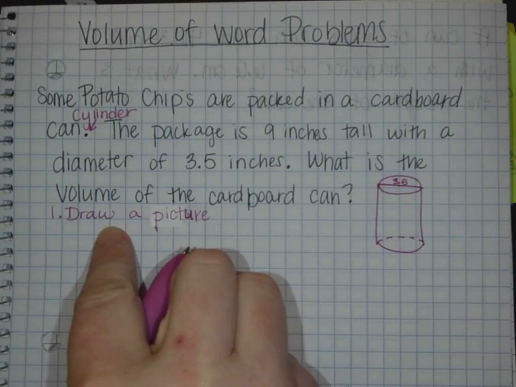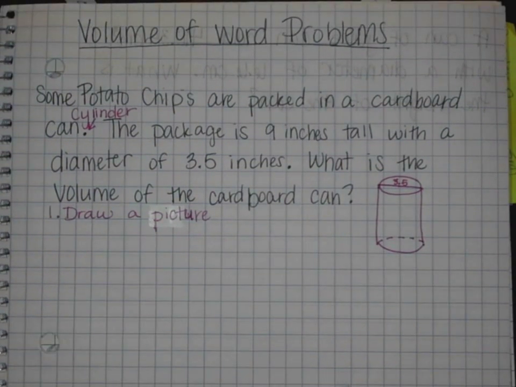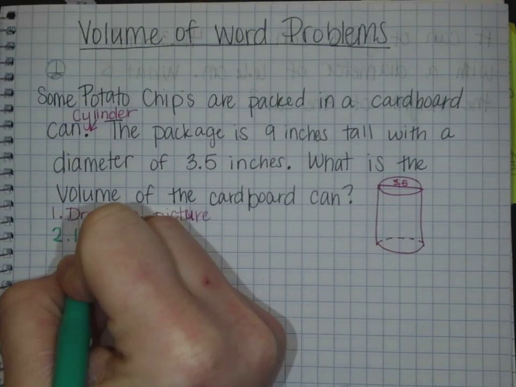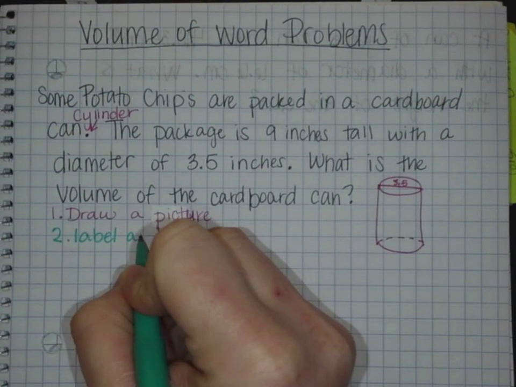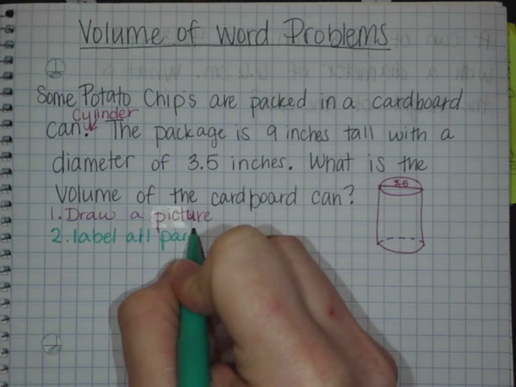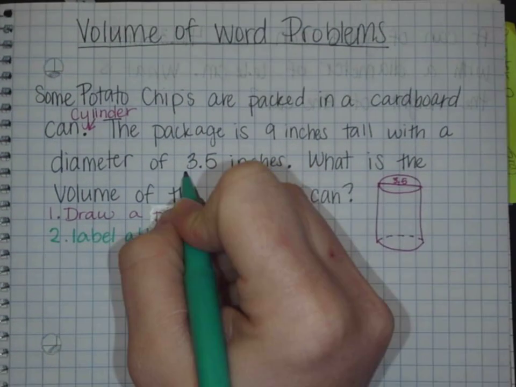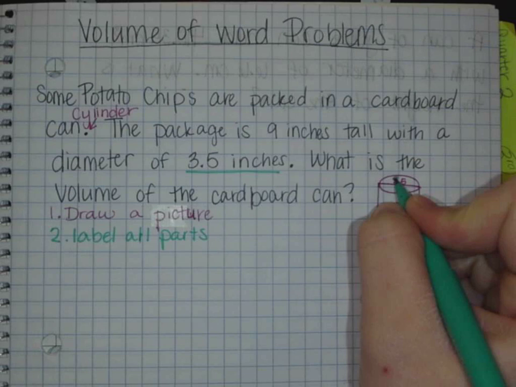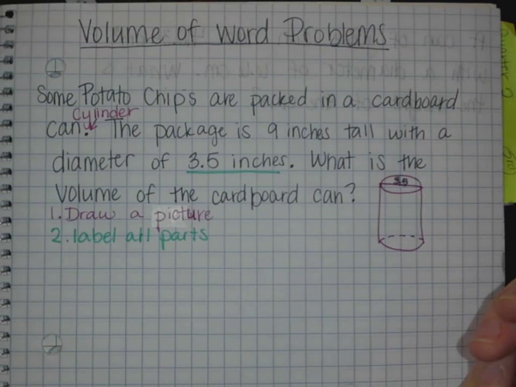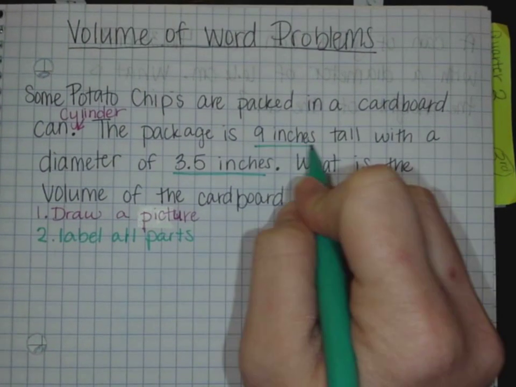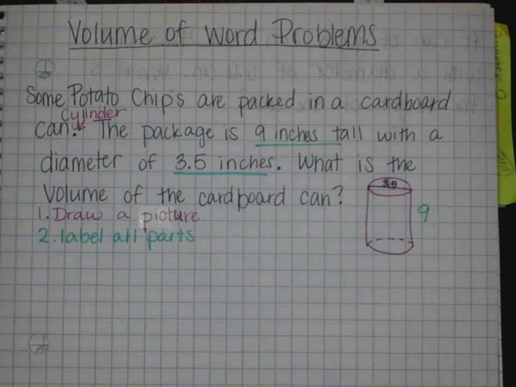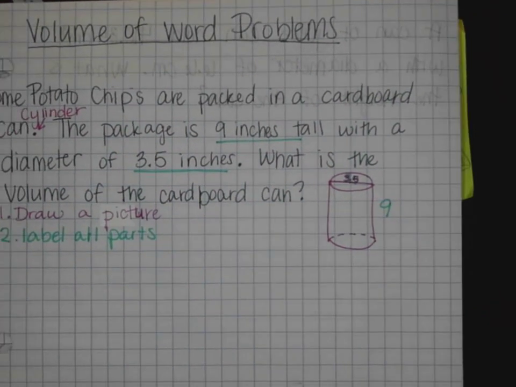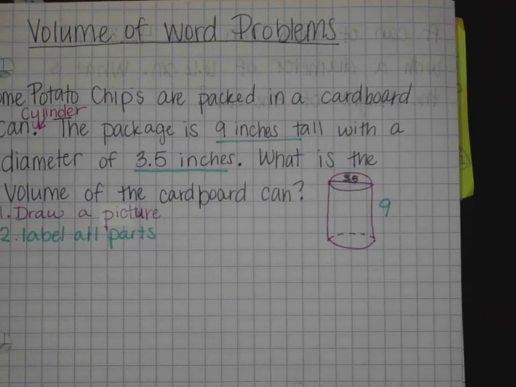Okay, so the first thing we're going to do is draw a picture. The next thing that you're going to do is label all parts. So we have 3.5 inches is the diameter. So 3.5 is the diameter. And then it's 9 inches tall. So 9 inches. Oops, I don't know if you could see that on my screen. It was blocked. But make sure you label all of the parts.